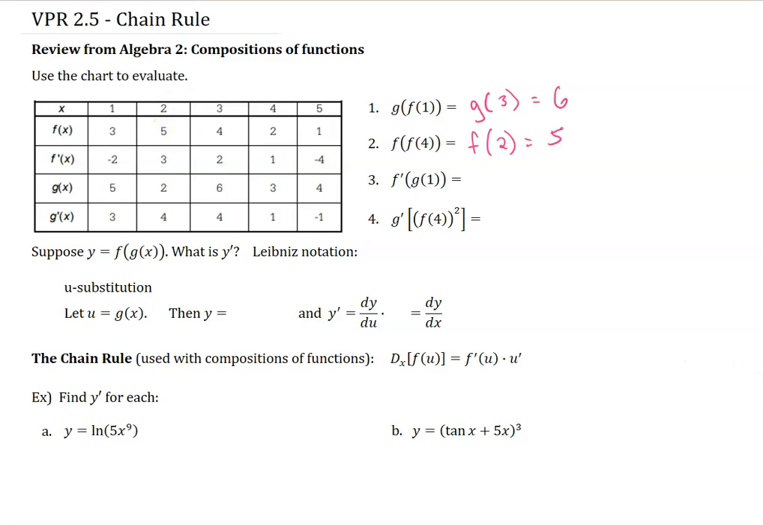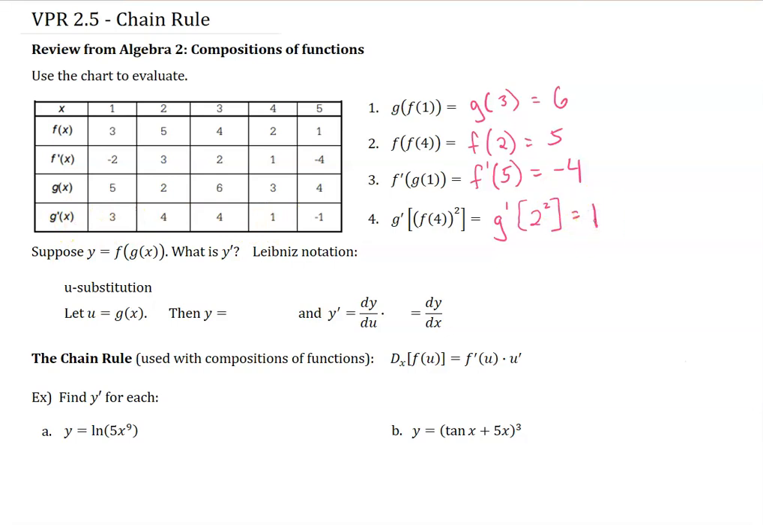All right, for the next one, we have f prime of g of 1, and g of 1 is 5. Okay, and then f prime of 5 is -4. And then lastly, we're doing g prime of, and then first we need f of 4, and we'll square that. So f of 4 is 2. Okay, then we're squaring that. So g prime of 4, which is equal to 1.